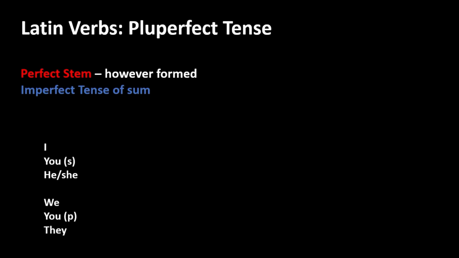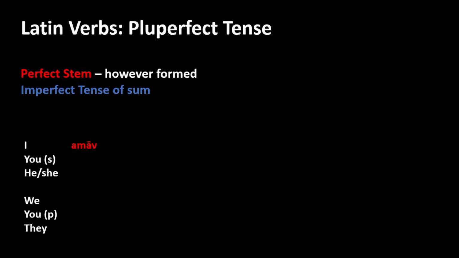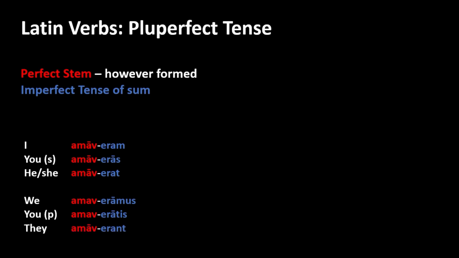Here we have the usual order of persons. We'll start with amo. Here is amav. To it, you add the relevant tense of sum, amaveram, I had loved or I had liked. Amaveras, amaverat, amaveramus, amaveratis, amaverant. And here, just in case you haven't noticed how it is formed, here is the imperfect tense of sum. Notice the perfect correspondence of endings.